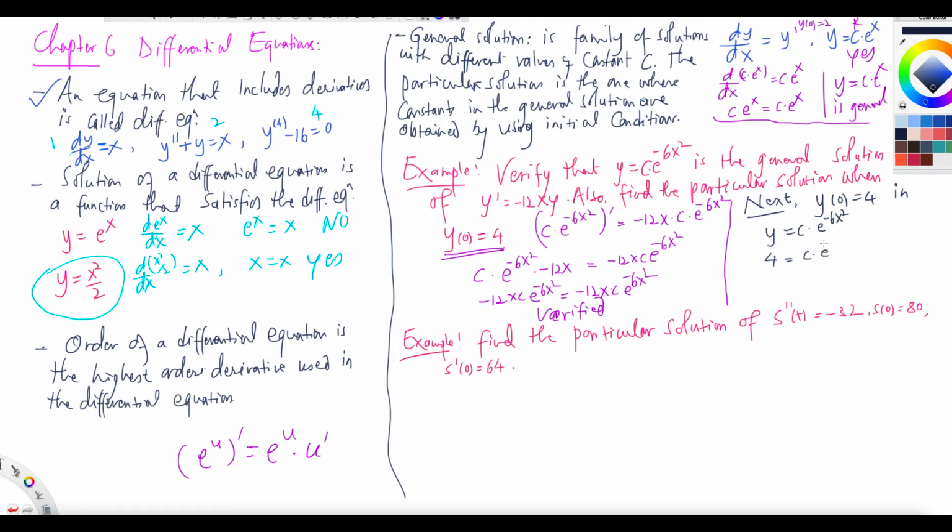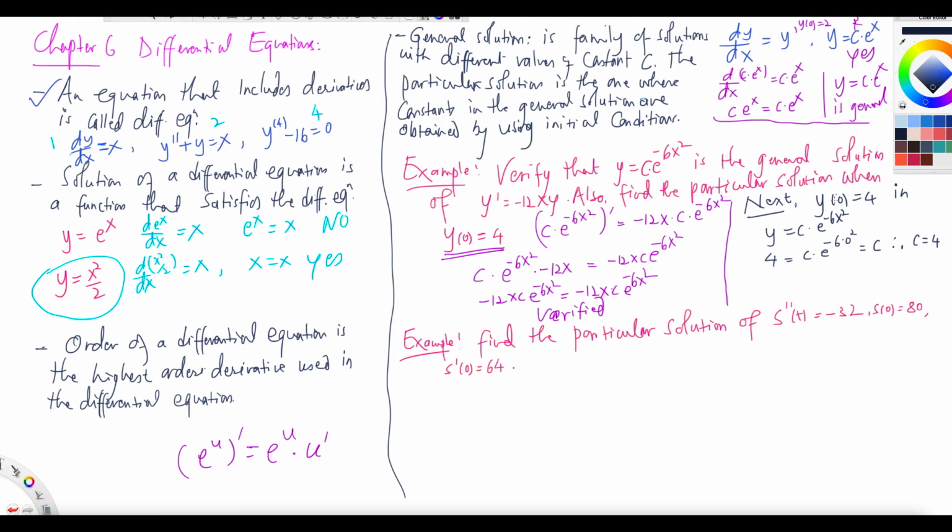C times e to the negative 6 times 0 squared. What do you get? That is just c, right? So what is the value of c? Therefore, c equals 4. So what is the particular solution on this initial condition then?